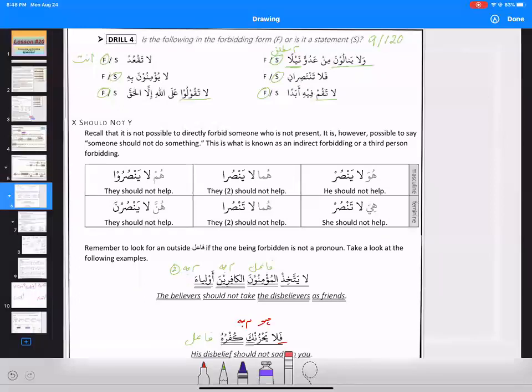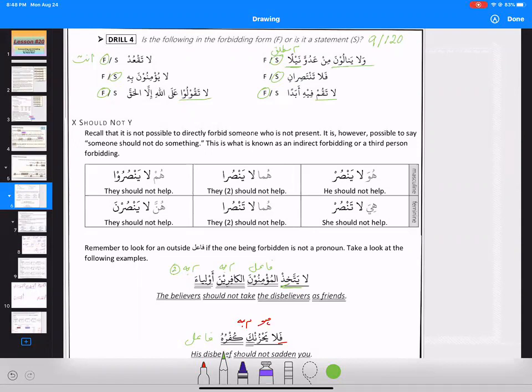So la yattakhiz, and basically la yattakhizil, because we have to join al-mu'minuna. La yattakhizil mu'minuna al-kafirina awliya'a. So al-mu'minuna is our outside doer for la yattakhiz. The believer should not.